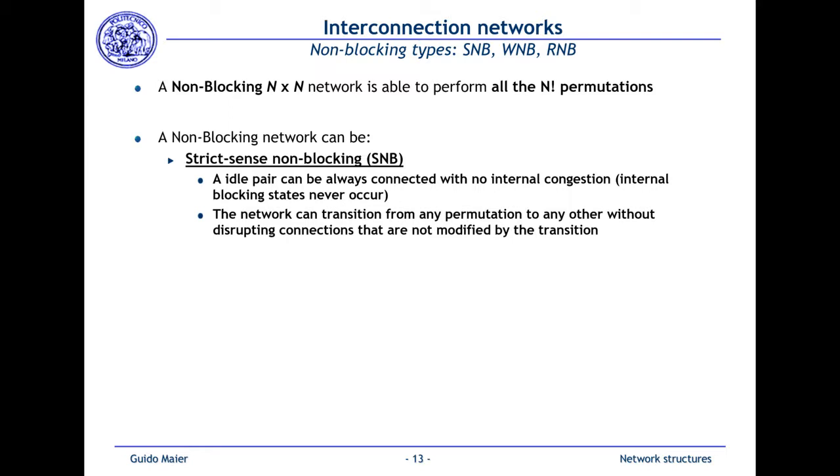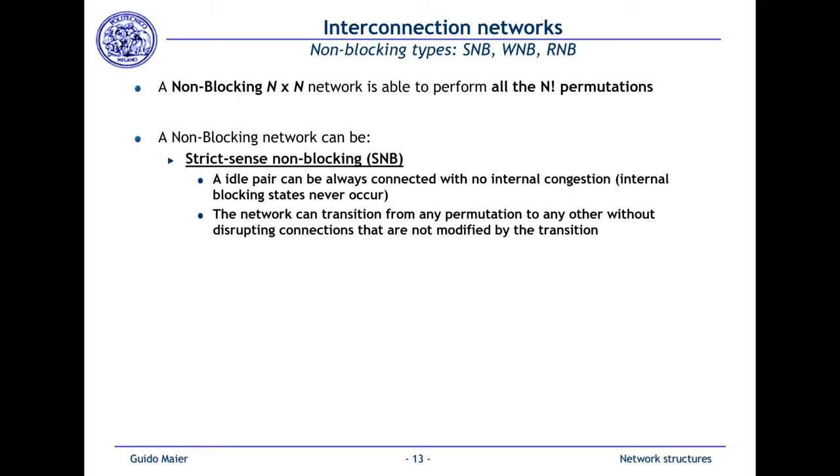Okay, this is a 4x4 network, and currently the permutation that is performed is 0-0, 2-2, 1-1, and 3-3. Now, we want to make a transition from this permutation to another permutation where we have 0-0, 2-2, 1-3, and 3-1.